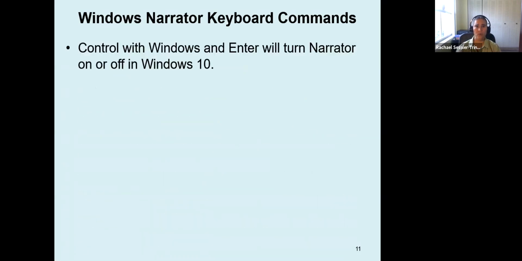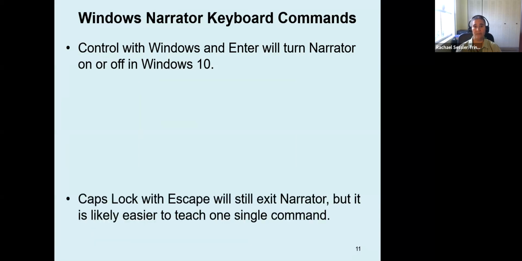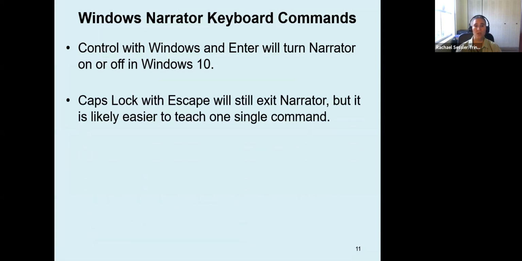Windows Narrator keyboard commands. I mentioned Control with Windows and Enter. That turns it on or off. Now I did a few other commands earlier, but Control Windows Enter, if I did it, turns it on. Narrator. If I did it again, it just turned it off. Exiting Narrator. Also, this is really an older command, but Caps Lock Escape will also exit Narrator.